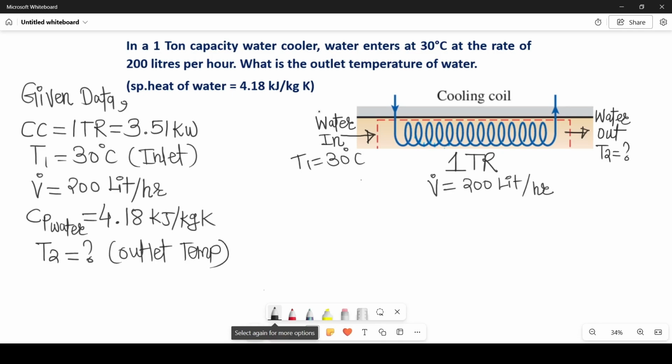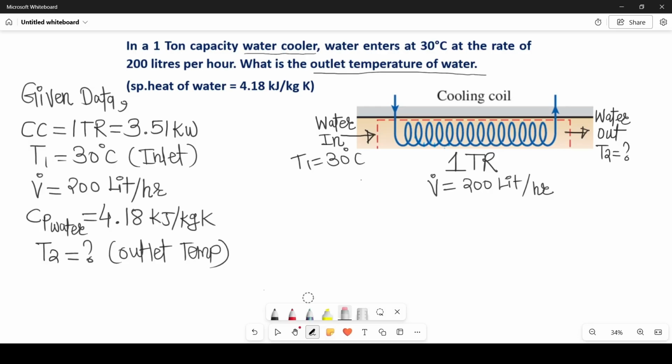Hello everyone. In today's video, we are going to solve a numerical problem based on water cooler. We are going to calculate the outlet temperature of the water when the cooling capacity and volume flow rate of water inside the water cooler is given to us.